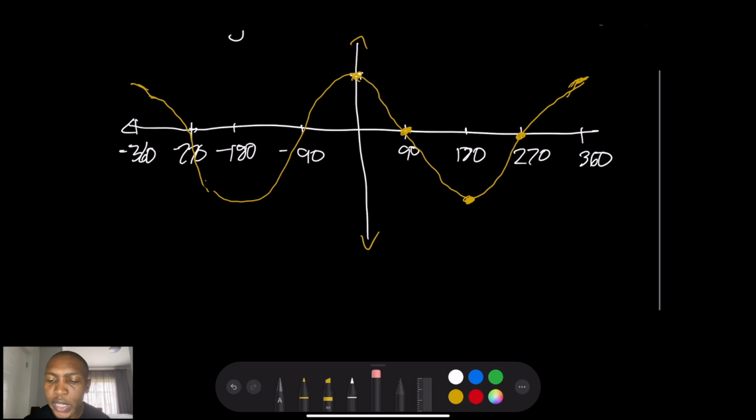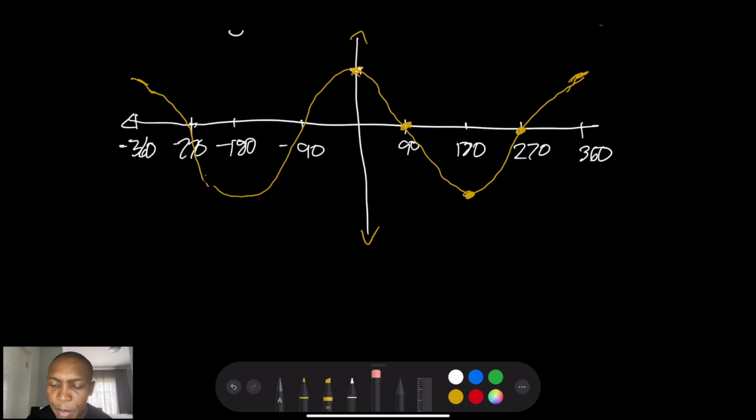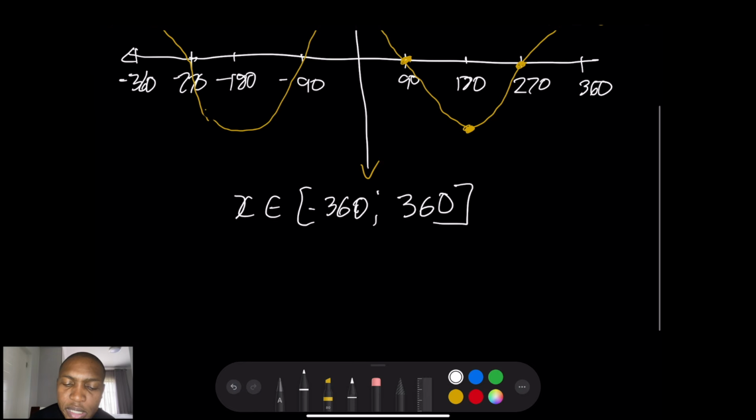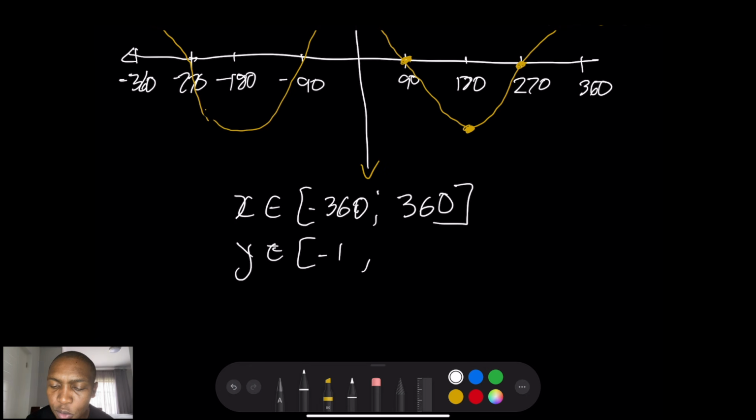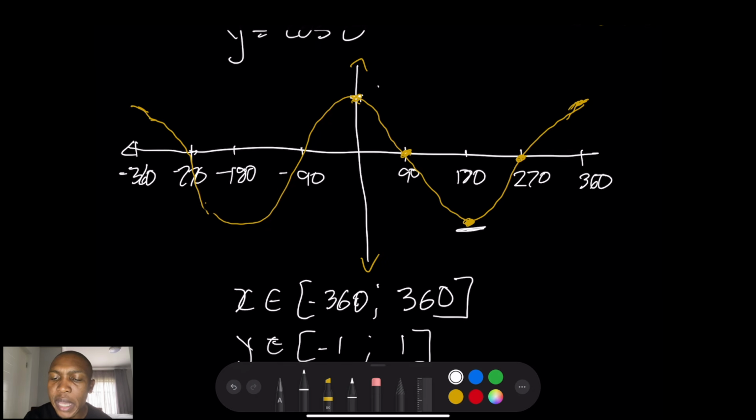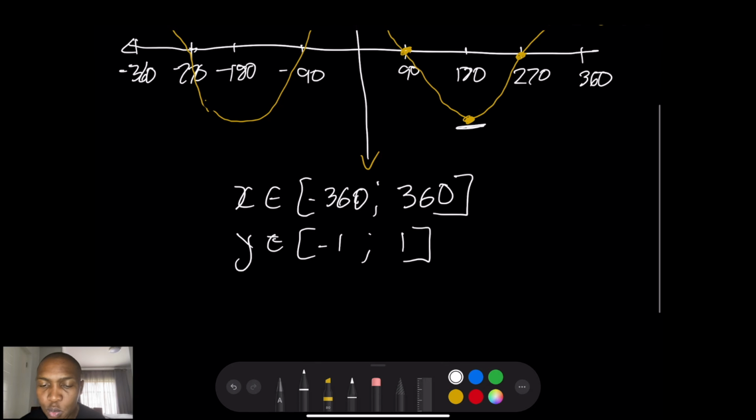Now, just quickly to talk about the domain on this graph. Remember, the domain is where the graph exists on the x-axis. So the domain in this graph would be x is an element of, in this particular one, I've taken it from minus 360 to 360. But then what is the range of this graph? y would be an element of minus 1 to 1. It starts from minus 1, and its maximum amplitude would be at 1. So it's from minus 1 to 1.